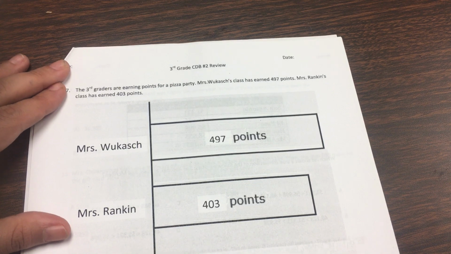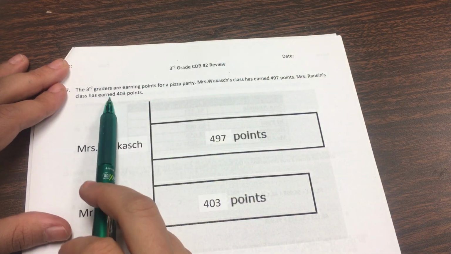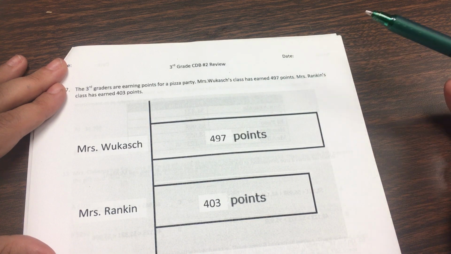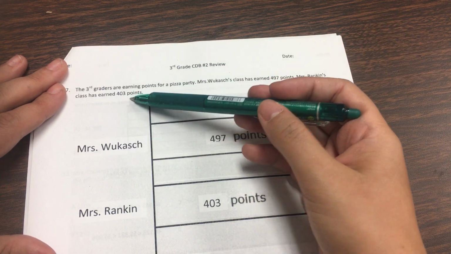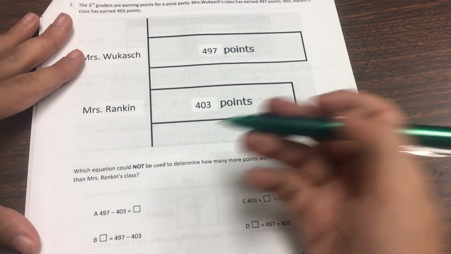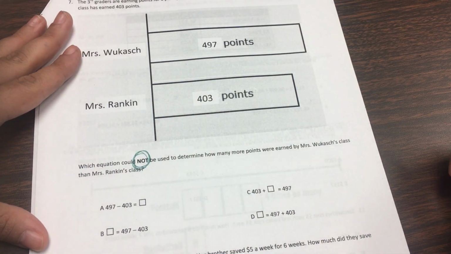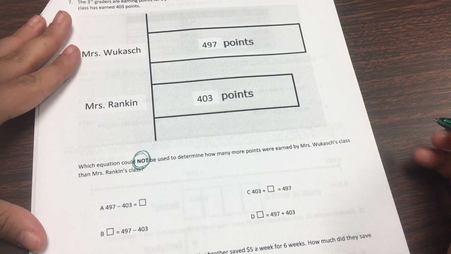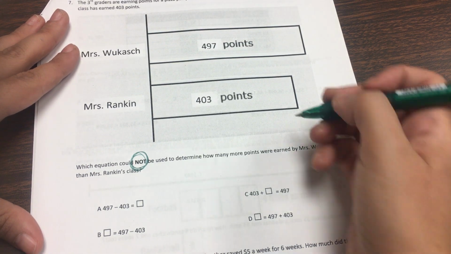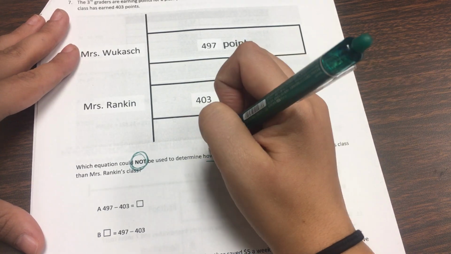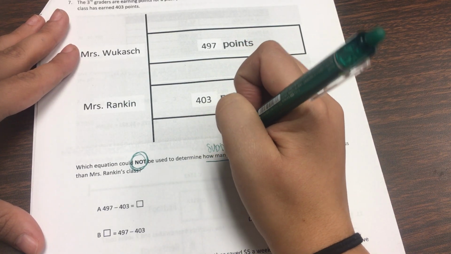All right. So, third graders are earning points for a pizza party. Miss Wukash has 497 points. Miss Rankin has 403. So, which equation cannot, this is a big one, be used to determine how many points? So, if we want to know how many more, that means we're going to be subtracting.